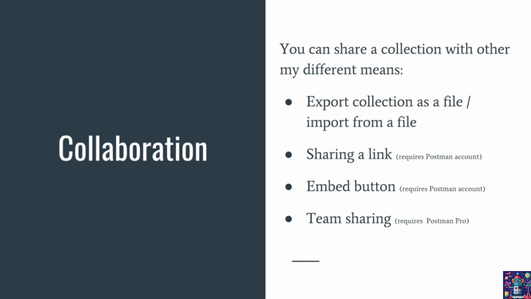The simplest way, which doesn't require a lot of setup, is just exporting the collection as a file and importing when needed from a file. This can be used as well to just put your collection under version control. So you can imagine you export it to a Git repository and then you just commit this file and everybody can just import it from there.